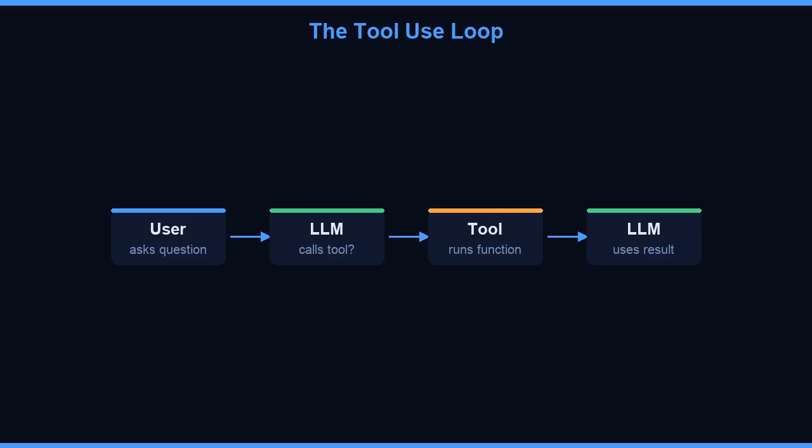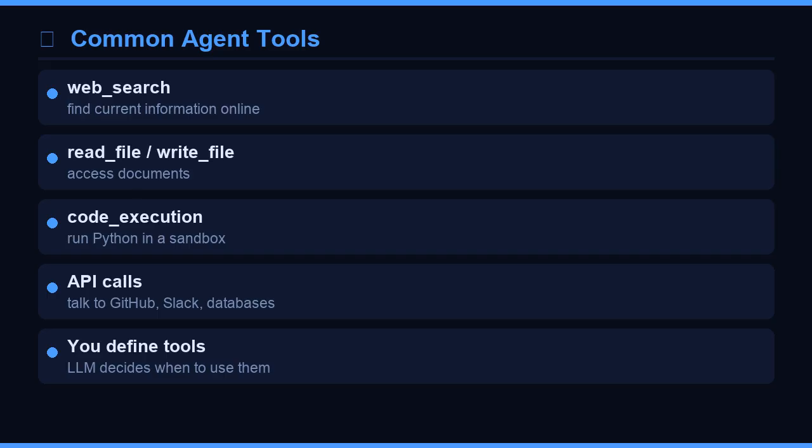A tool is just a function your agent can call. You define it, describe it, and pass it to the LLM. The LLM decides when to call it and what arguments to pass.